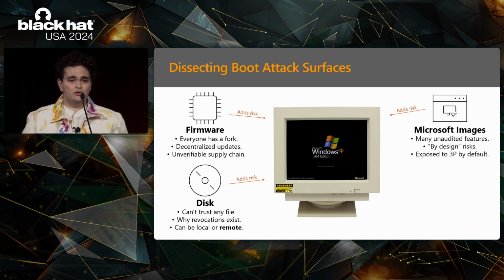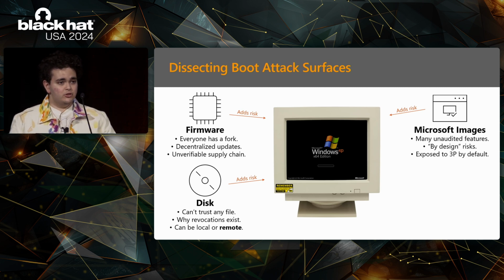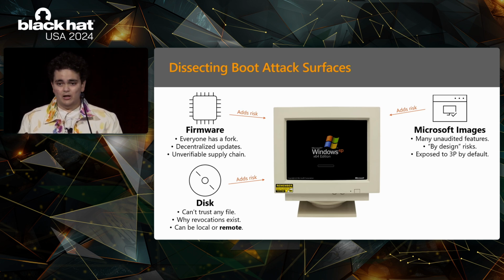Another layer of risk includes Microsoft images. So these are images that Microsoft signs to enable, for example, Windows. Now, these images can often have a lot of unaudited attack surfaces. There are by-design risks where sometimes, for extensibility, a feature is added to these bootloaders that allows you to do things that might compromise our security model. And to be clear, the Microsoft image store is also exposed to third parties by default.